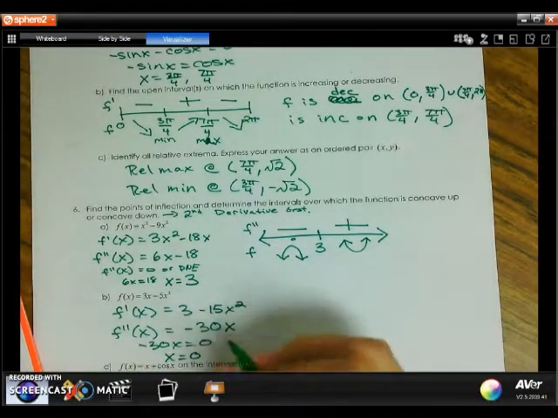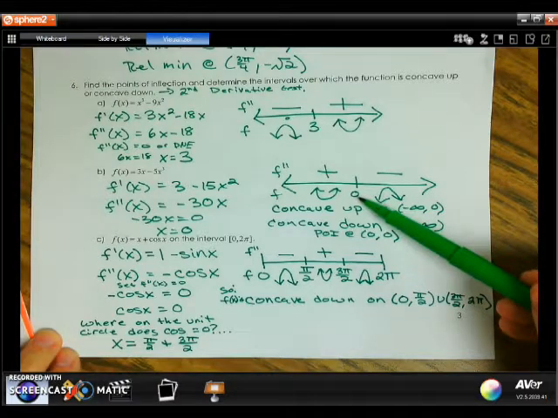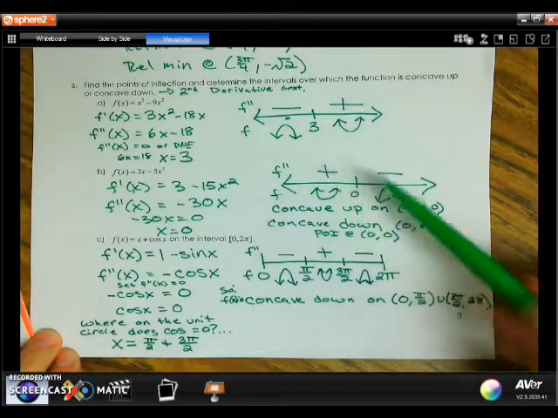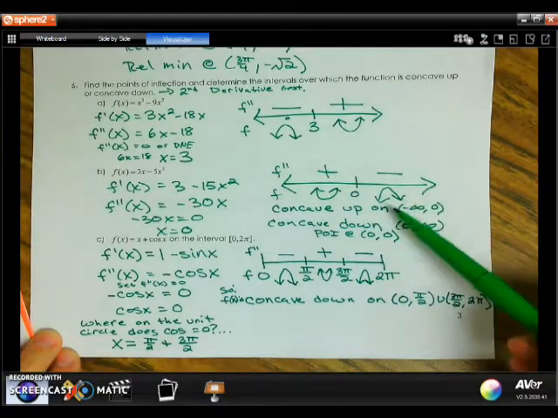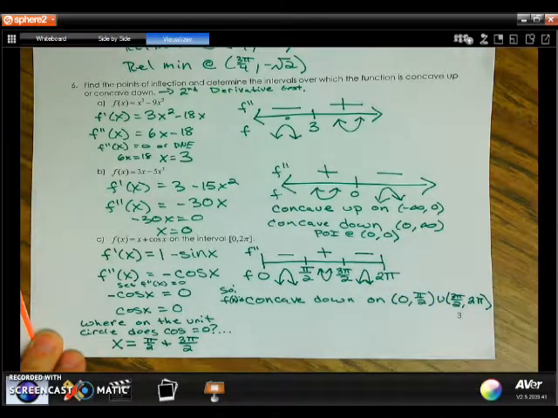So that x equals 0 is a possible point of inflection, so I'm going to do my sign chart real quick. Okay, so when you put 0 on your sign chart there, again, you're plugging into the derivative. You get a positive for a number to the left of 0, a negative for a number to the right of 0, and these are your final conclusions.